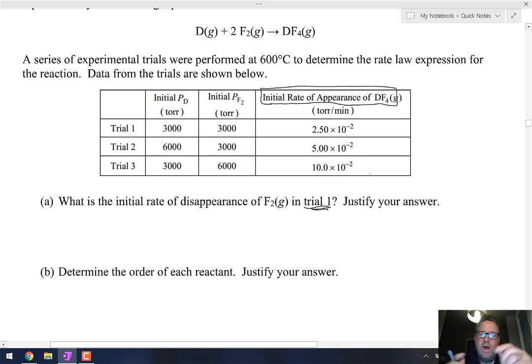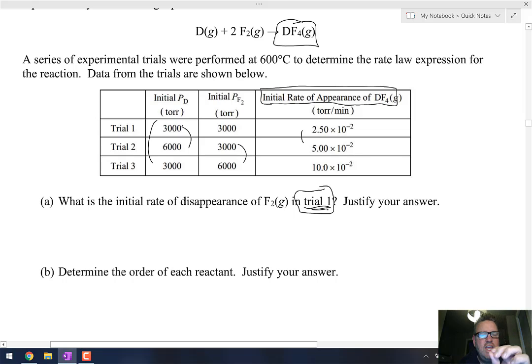Here's one where, when you see a rate law problem, you instantly want to start looking at, okay, this one doubles, what does this do? This one doubles, these stay. You want to start looking at that. But once you know the rate of one thing, so this is the rate of appearance of DF4, we're talking about trial 1.